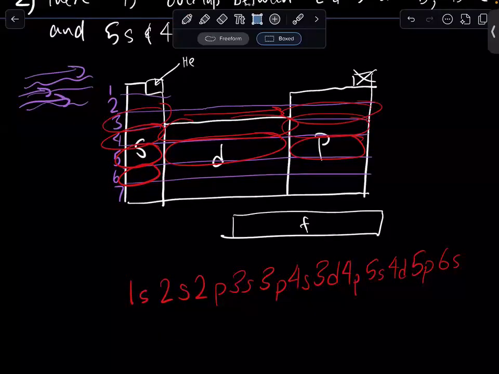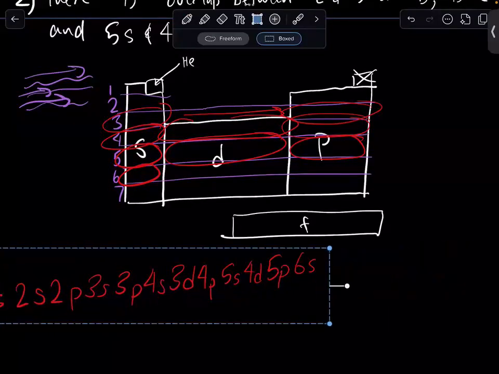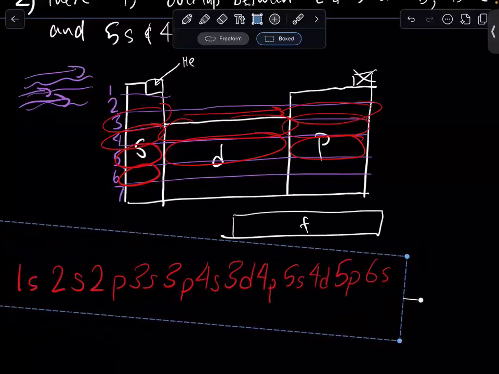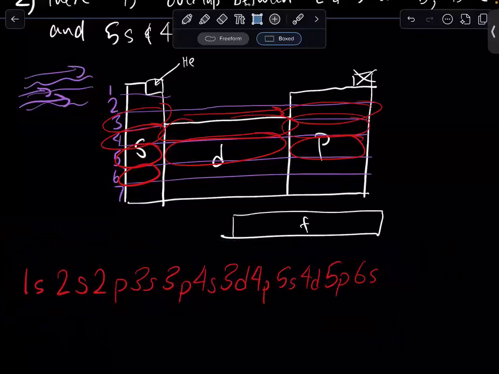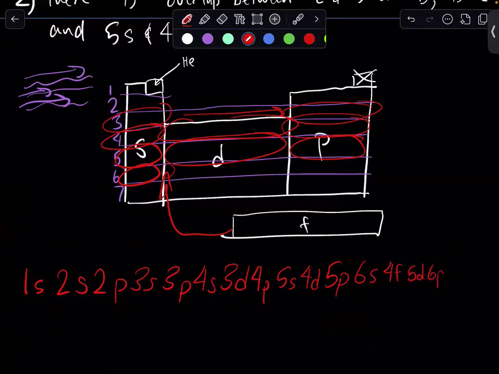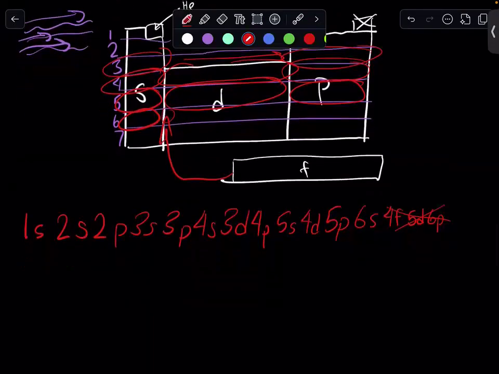In the DP curriculum, they will not have you cover that. So you just have to worry about 1s all the way through to 6s. But if you did want to get into it, you'd actually first go to the F block, which fits itself in right here. You would start with 4f, then 5d, then 6p, and you would continue reading across. But again, not necessary. A couple things about this notation right here.